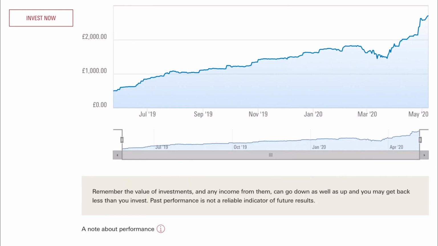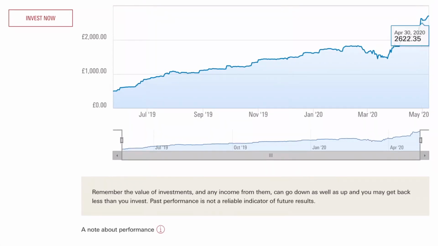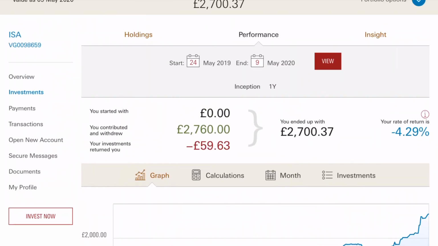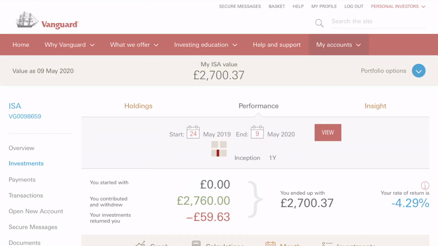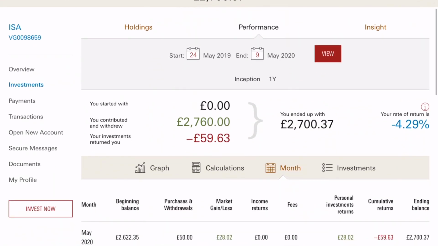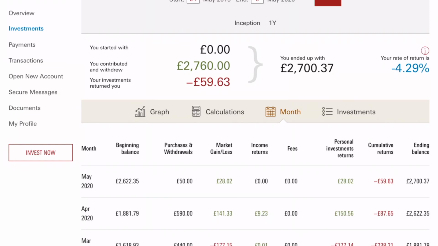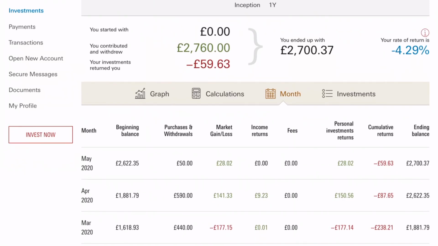Since that point, the stock market has rallied somewhat, and you can see that from the growth in the value of my investment, with my rate of return recovering from -27% back to -4%. We can then further break this down by looking at my monthly contributions to my investment portfolio. You can see each month how much I've invested, the beginning balance and the ending balance.